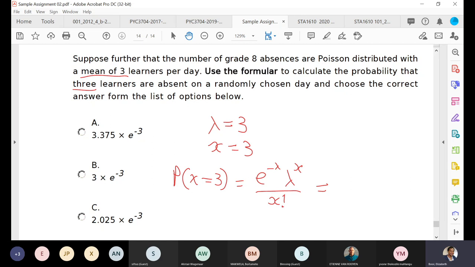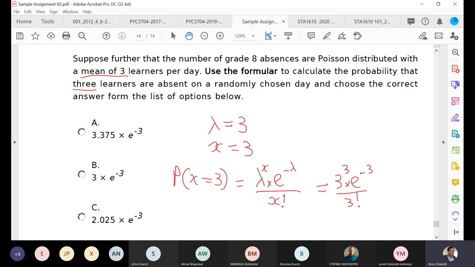So, looking at the options that they have given, let's rewrite the formula in a way that when we get to the end, it gives us the same answer: e to the power minus lambda. I just rewrote them because at first I started with the e. So let's substitute the values. Our lambda is 3, our x is 3, so e to the power minus 3 multiplied by 3 to the power of 3, divided by 3 factorial.